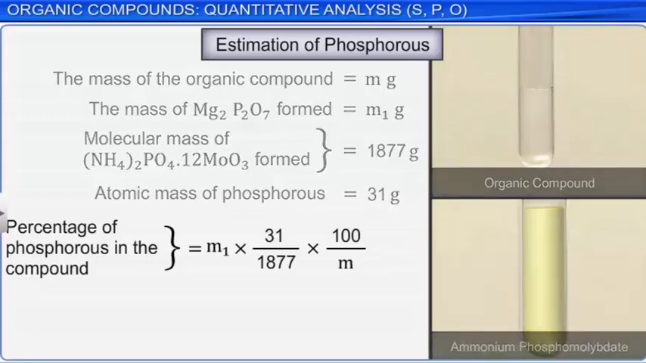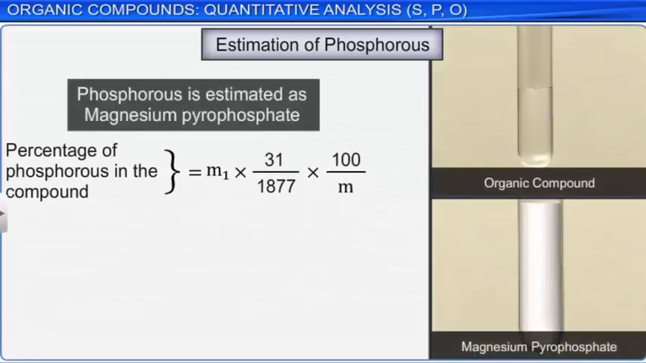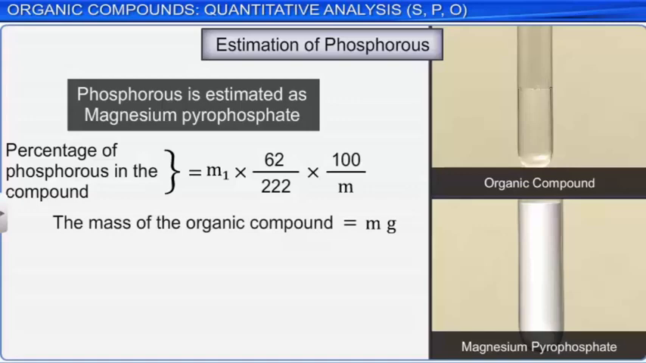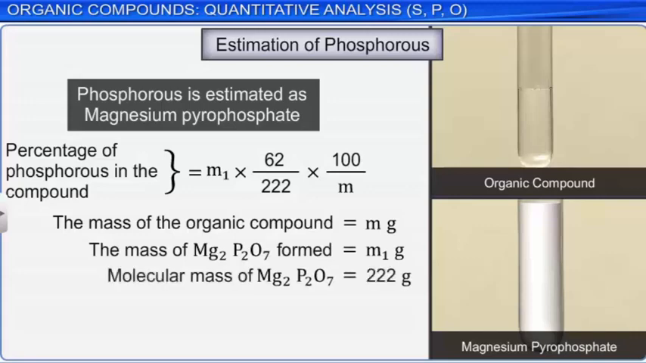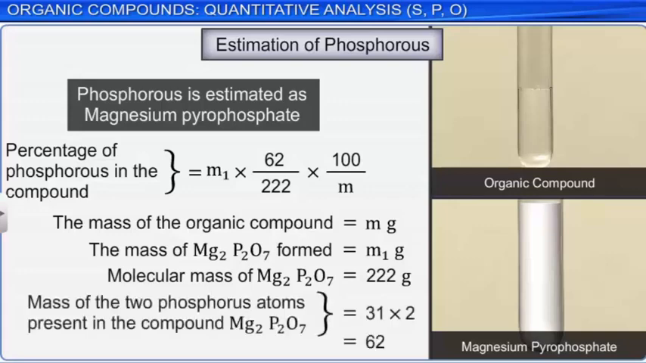If phosphorus is estimated as magnesium pyrophosphate, then the percentage of phosphorus is equal to 62 multiplied by m1 multiplied by 100 divided by the product of 222 and m. Here, m is the mass of the organic compound taken. m1 is the mass of magnesium pyrophosphate formed. 222 is the molar mass of magnesium pyrophosphate and 62 is the mass of two phosphorus atoms present in magnesium pyrophosphate.